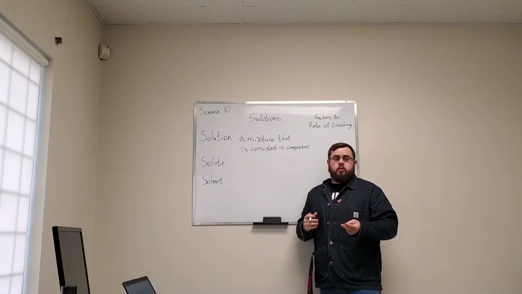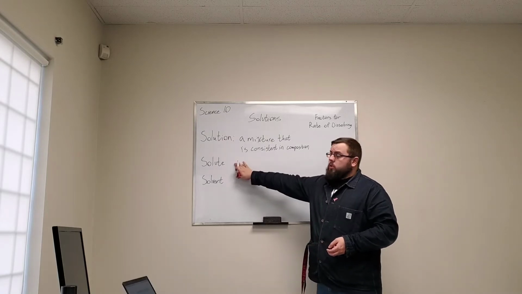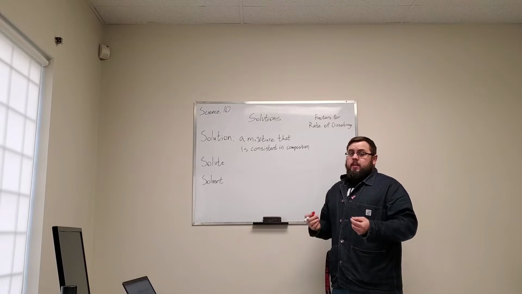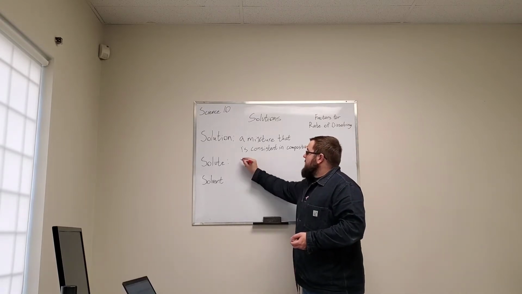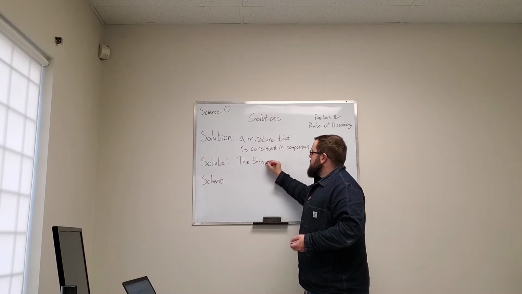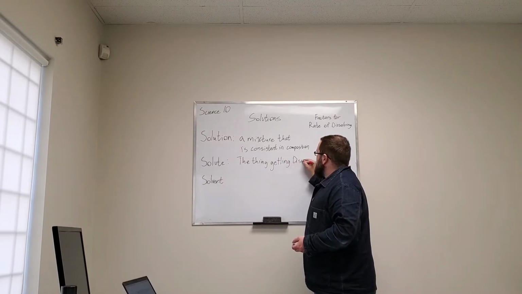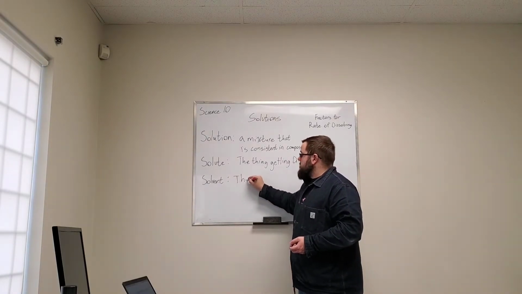And a solution is composed of two different types of things. One is called a solute, one is called a solvent. They sound the same, but it is important to be able to tell the difference. The solute is the thing getting dissolved, whereas the solvent is the thing doing the dissolving.